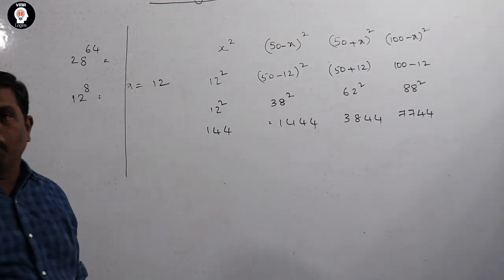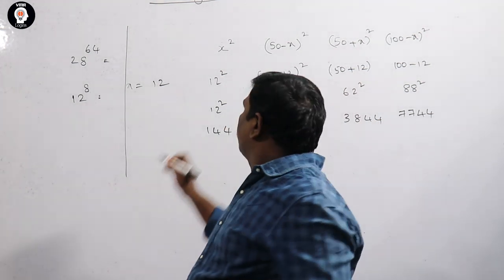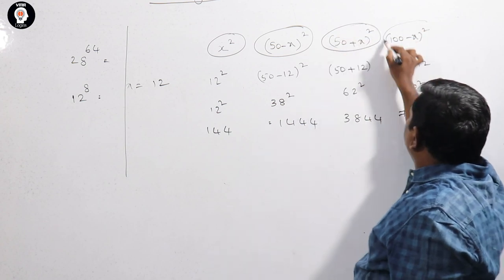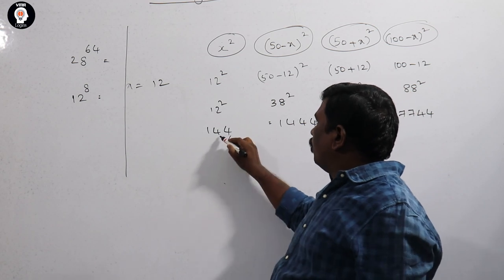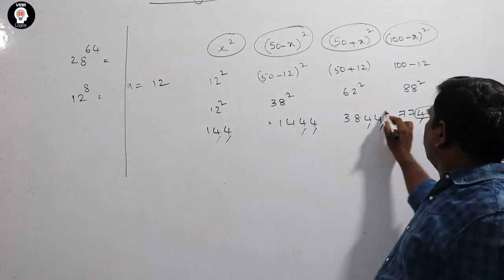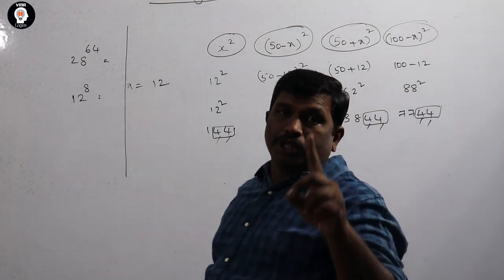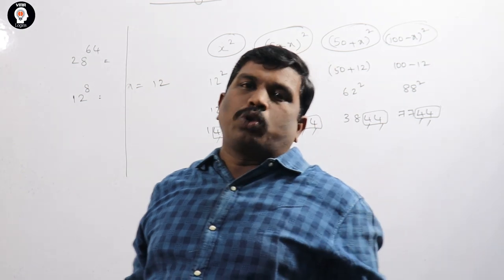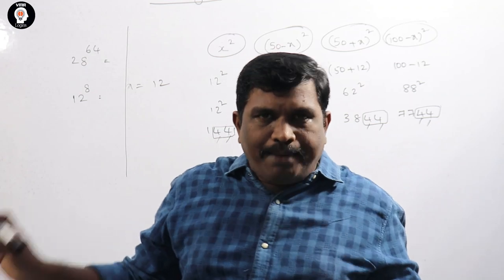If you look at the point, what I want to say is, if you want to find the last two digits of x square, 50 minus x whole square, 50 plus x whole square, 100 minus x whole square, in all those things the last two digits are the same. Check: 44. So the last two digits are the same in x square, 50 minus x whole square, 50 plus x whole square, and 100 minus x whole square.